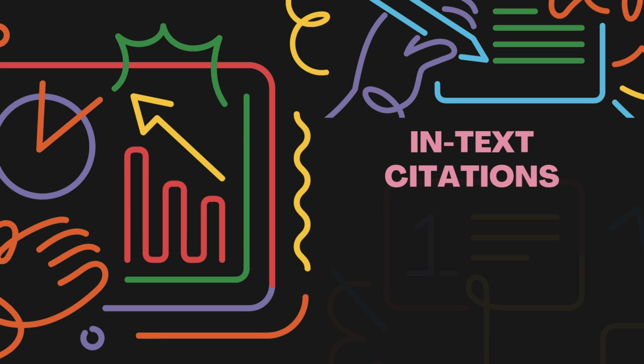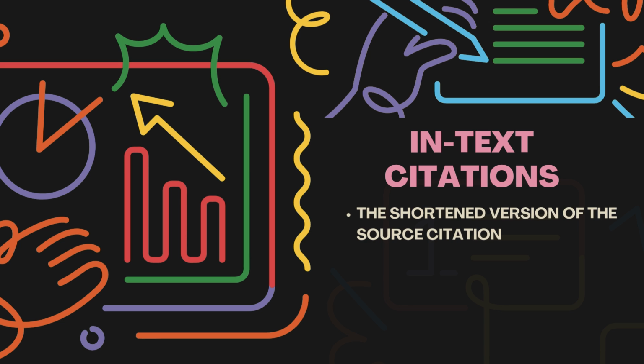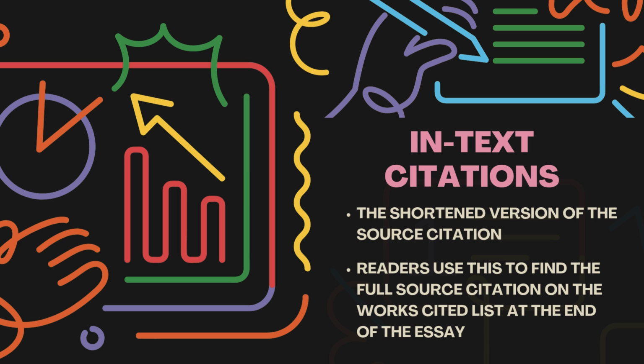Once you have the source citation for your source, the in-text citation is easy. The in-text citation is just the shortened version of the source citation that appears in your actual essay. Since it would be distracting and a little weird to have the entire source citation in the body of the essay as you're reading, they've created rules to shorten the source citation. And that is what will refer readers to your works cited page with the source citations at the end of the essay.